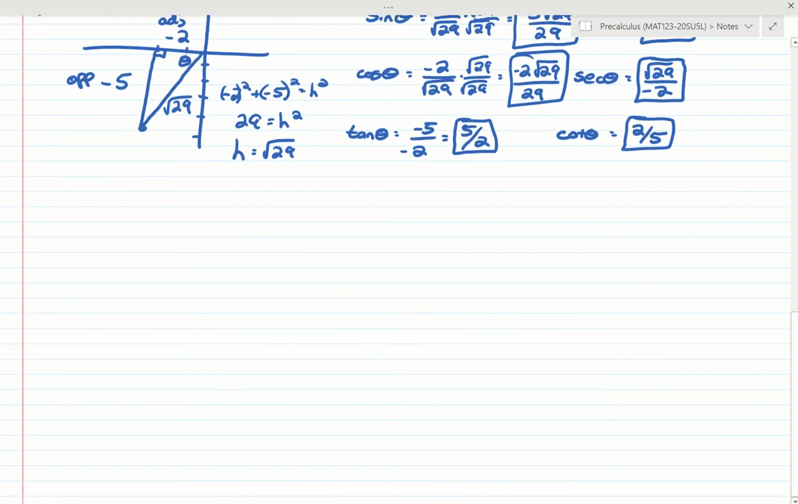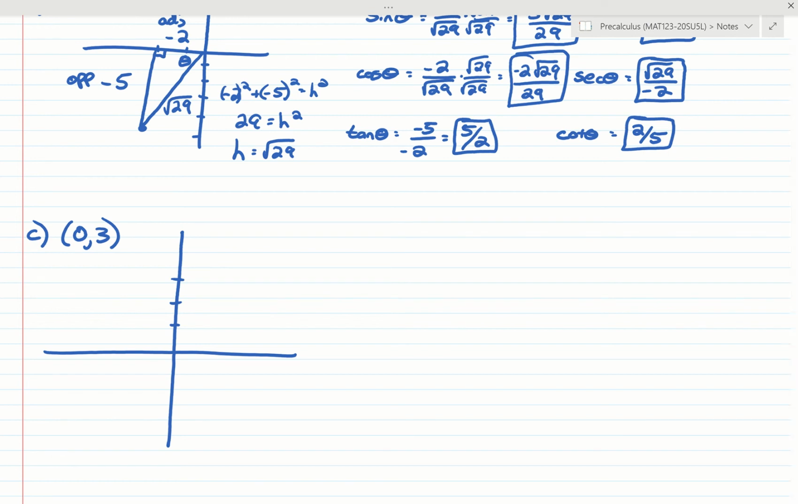We'll do one more. What if we had the point 0, 3? Now this one's a little bit different. The y value is 3, but we can't make a triangle with no x length. So we're going to have to get a little creative here.